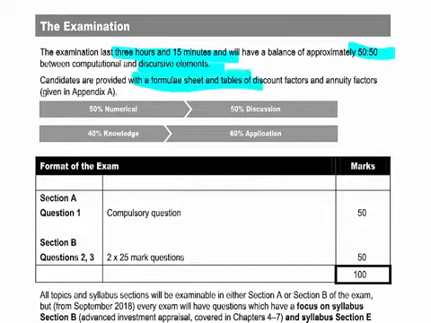There's little need to remember formula. That's one of the good things. You're given a comprehensive formula sheet, and that's great. That'll be really helpful to you.